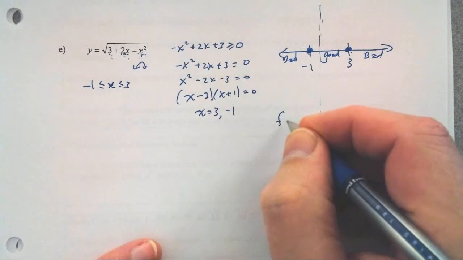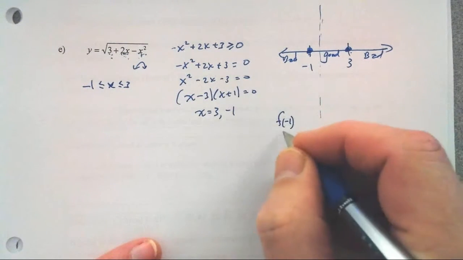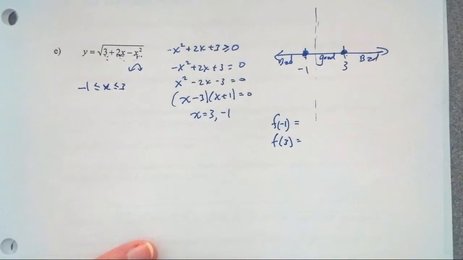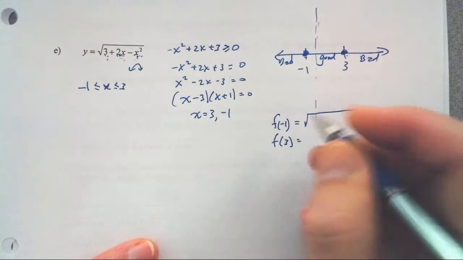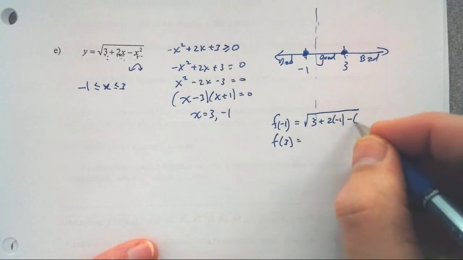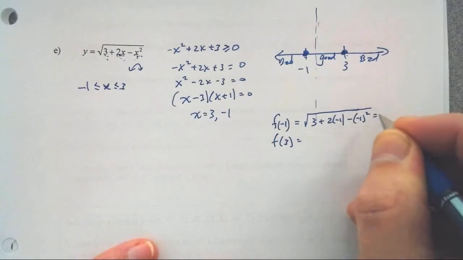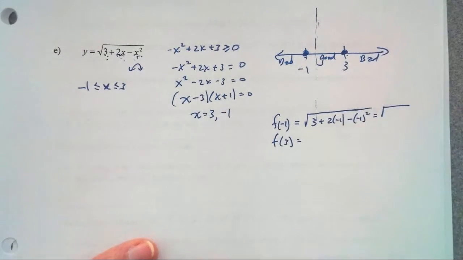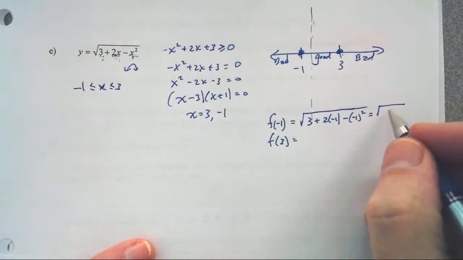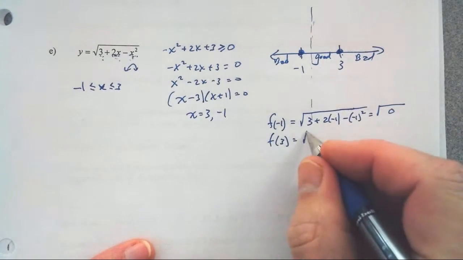Because that tells me that I need to find f of negative 1 and I need to find f of 3. We could do it right now. I get the square root of 3 plus 2 times negative 1 minus negative 1 squared, or square root of, let's see, that's 3 minus 2, 1. It is 0. Well, of course it's 0. That's why we did it.